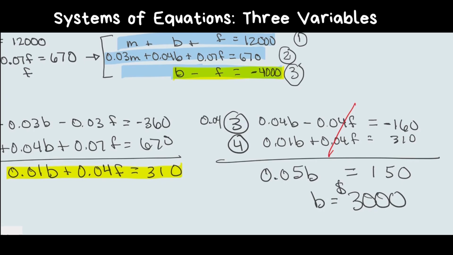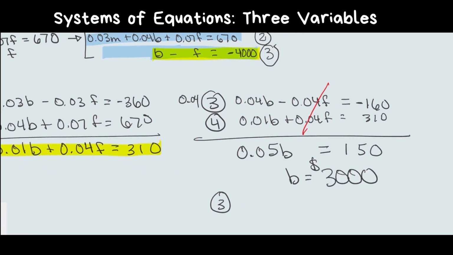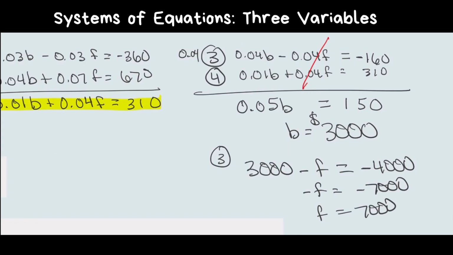Okay, and now we go back to any equation we want to back substitute. Now, I'm going to pick equation 3 to back substitute into, and I'm kind of doing it sneakily because if b is 3,000 minus f, and it has to equal a negative 4,000, subtract 3,000, divide by negative 1. F is 7,000. So now I know how much we have for B. I know how much we have for F.